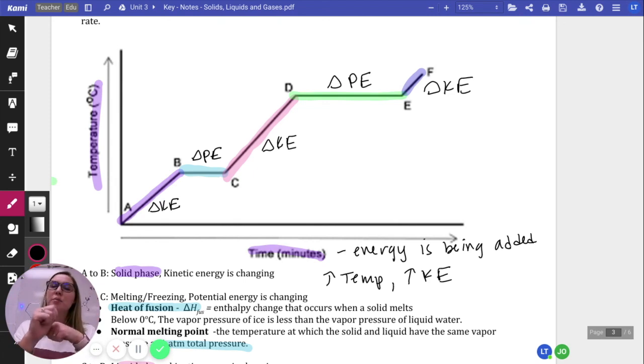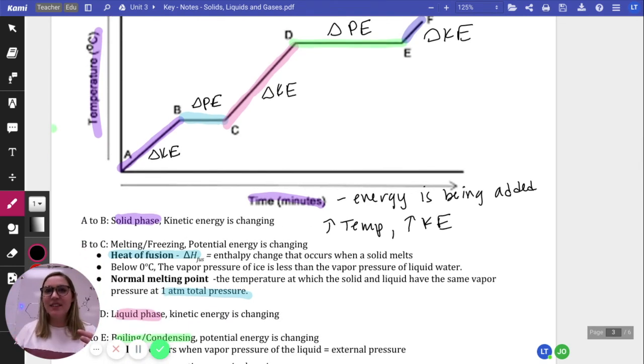So we have that, and it's starting to form a liquid. And then when it completely melts, we've just got a liquid. It's going to heat up. As it gets hotter and hotter, it's going to move faster and faster till it can overcome those intermolecular forces of attraction. And then it becomes a gas. So there you go. That's what's going on there.